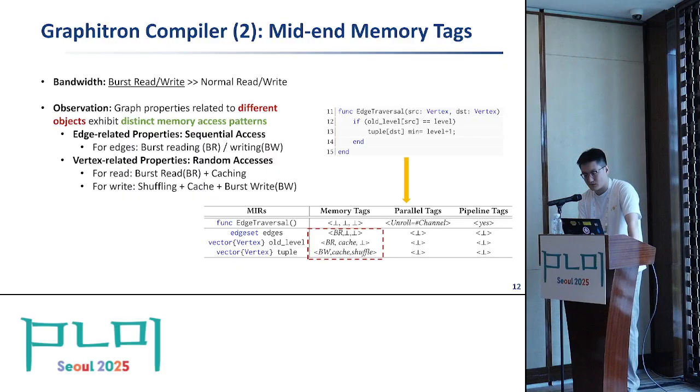For the edge properties, we simply utilize the burst read or write to maximize the sequential bandwidth. For vertex-related properties, we need to fully utilize the loaded data by the burst read or write, so we allocate a dedicated cache module with FPGA's Ultra RAM to enhance the data reuse. Additionally, for vertex properties holding random writes, we implement a shuffling module before burst writing to convert the random writes into sequential writes and facilitate conflict-free operations for higher bandwidth, further improving the memory throughput.